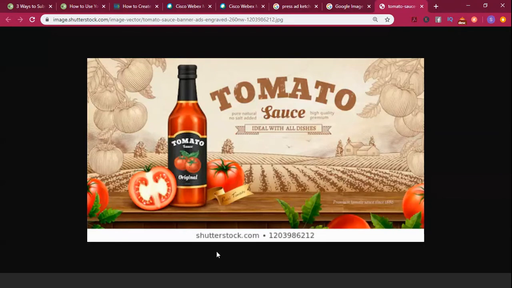It's an advertisement. How is this ad helping you to focus on something? What do they want you to focus on? The product. It's the product, and it's telling that it is made up of fresh tomatoes. And the feel is also there. So that's about the product. This is where they want you to focus.